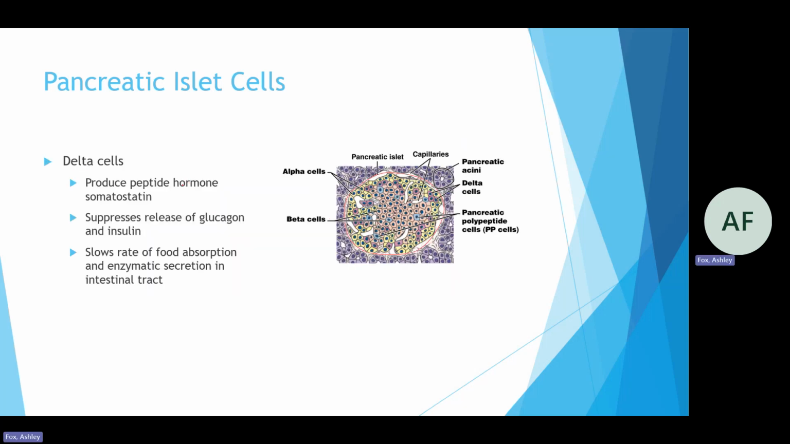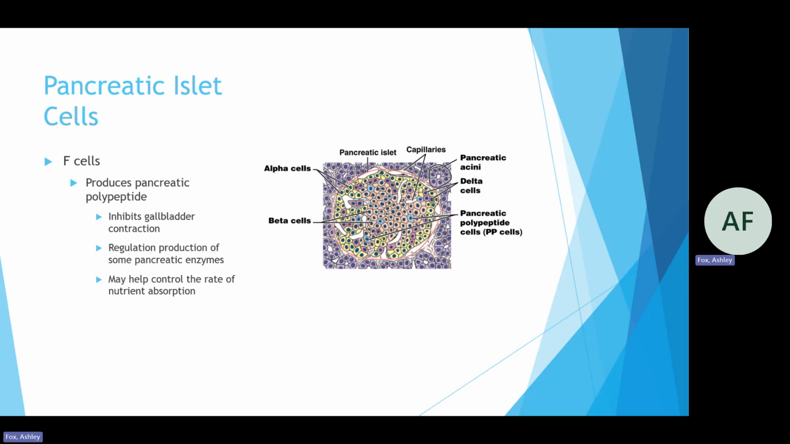Delta cells produce somatostatin. That's going to suppress the release of glucagon and insulin. It also helps with digestion as well. It's going to slow down food absorption, so you're going to have fewer nutrients being absorbed and fewer enzymes being released in your intestinal tract. So this is focused on slowing digestion, so you can focus on other things going on in your body. That's when somatostatin is going to be released.